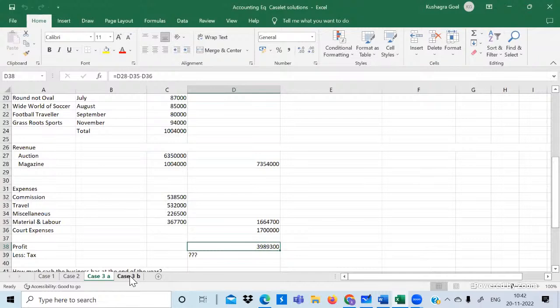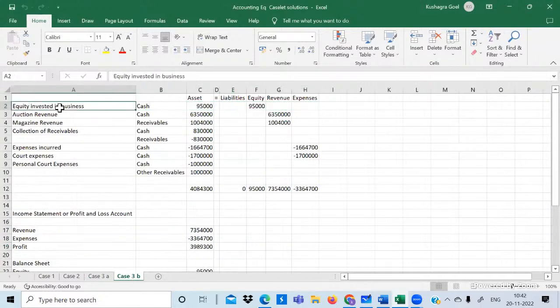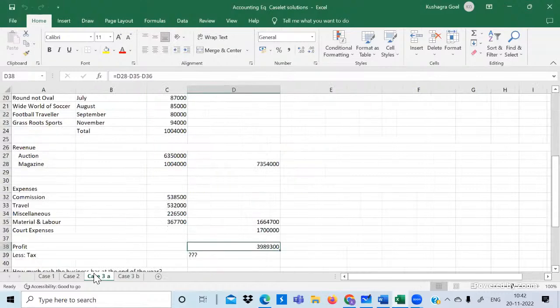Okay. Now, if I go back to my accounting equation, the first one we've already captured, which is the money which is getting invested in terms of share capital. Then let's look at the revenues. The first revenue was the revenue that you generate from the auction, and then you also generate revenue by selling the paintings to the sports magazines. So if I look at the first one, which is the auction revenue.